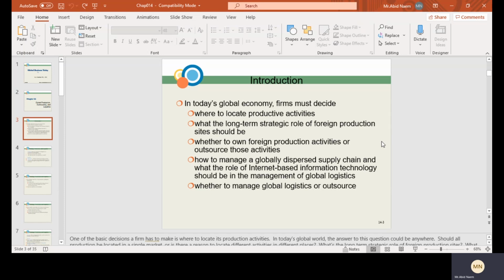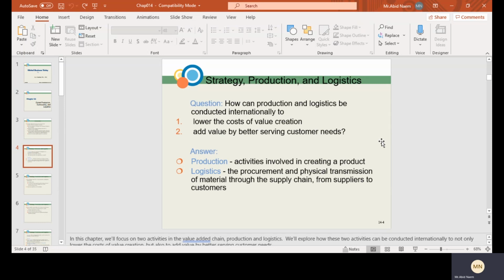A global economy first must decide where to locate productive activities, what the long-term strategic role of our production sites should be, and whether to own foreign production activities or outsource these activities, and how to manage a globally dispersed supply chain, and what the role of internet-based information technology should be in the management of global logistics, and whether to manage global logistics or outsource. So let's see one by one.